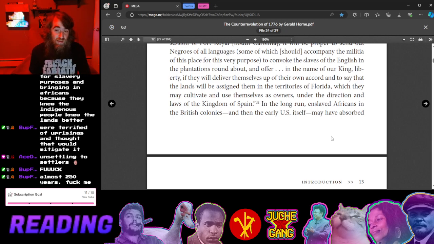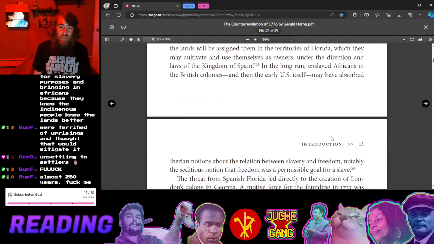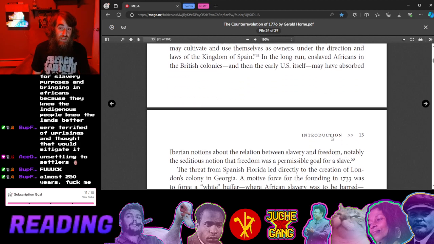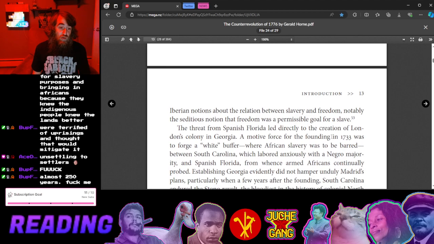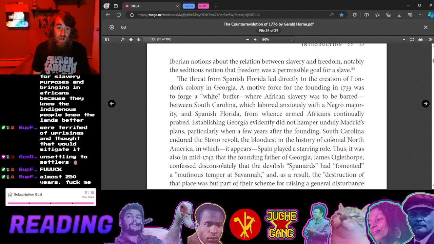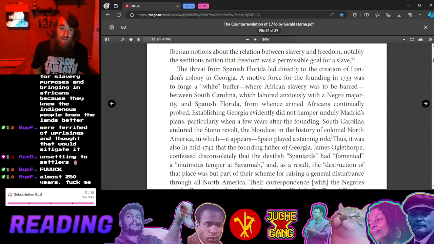In the long run, enslaved Africans in the British colonies, and then the early U.S. itself, may have absorbed Iberian notions about the relation between slavery and freedom. Notably, the seditious notion that freedom was a permissible goal for a slave.